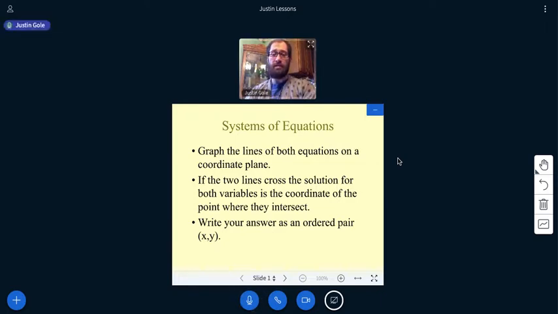So to solve a system of equations with graphing, we have some basic steps that we're going to use. We just graph both equations. If they cross, the solution is the coordinate where the lines intersect. And then we write our answer as an ordered pair.